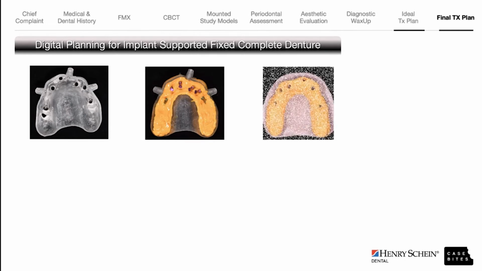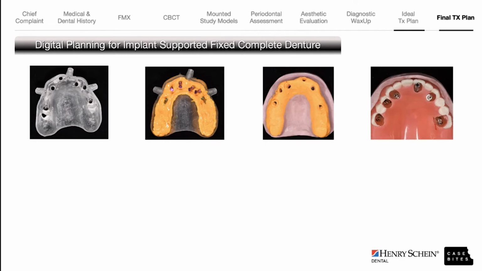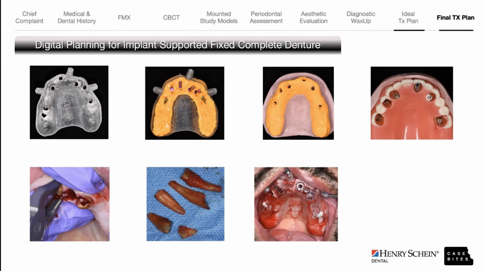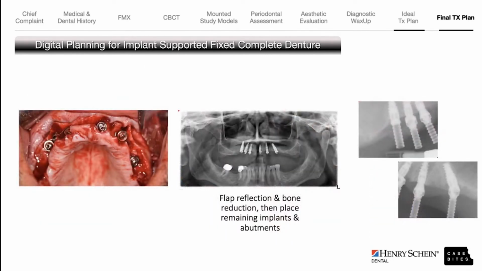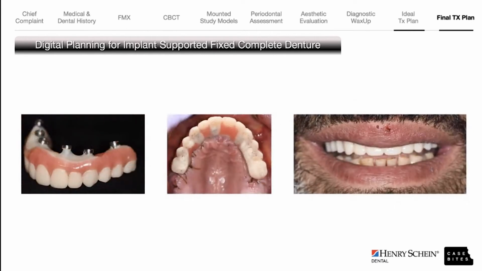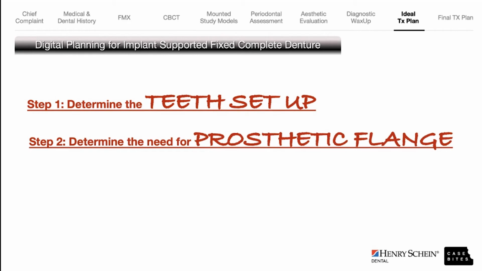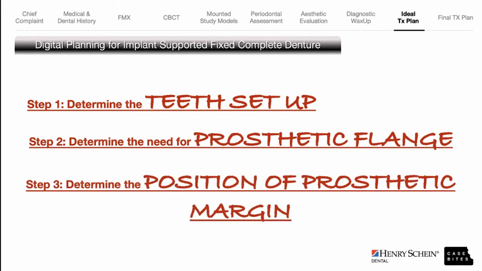Based on that digital planning, we have a surgical guide fabricated. On the day of surgery, that denture is converted into a fixed restoration. The implants are placed, multi-unit abutments are used, and we have the immediate restoration placed. Now, as I said, the 3 pivotal steps in this planning approach are to determine the position of the teeth, to determine the need of prosthetic flange, and to determine the position of the prosthetic margin. These are my 3 go-to.